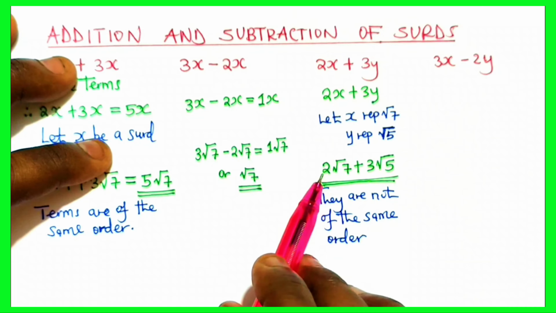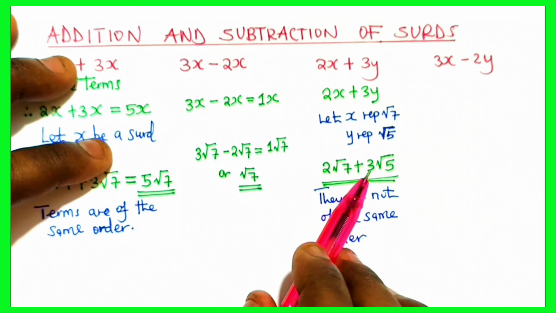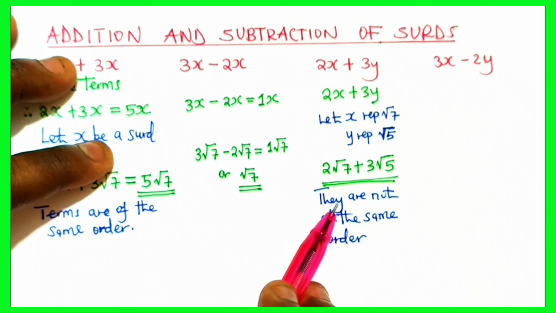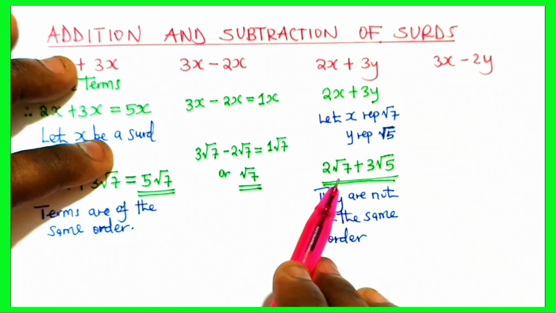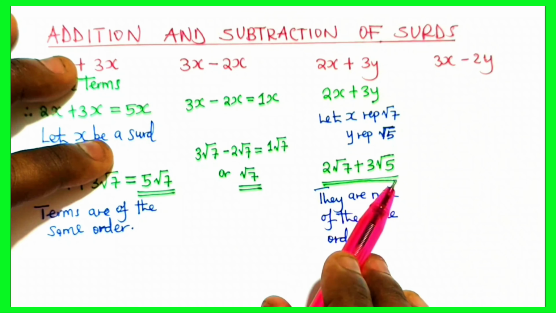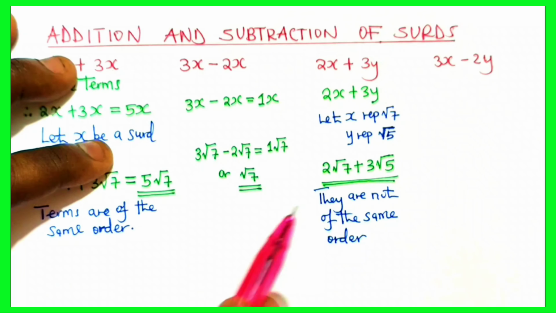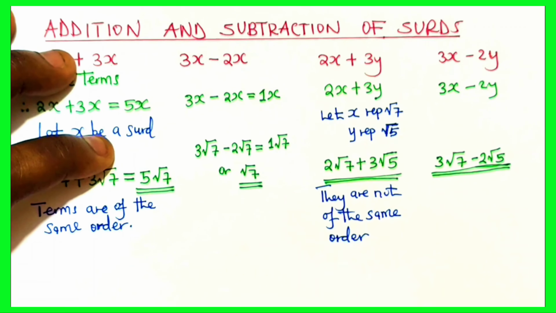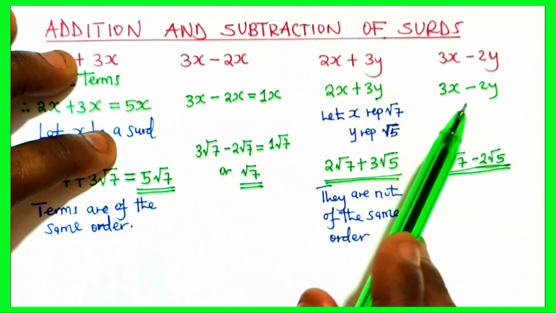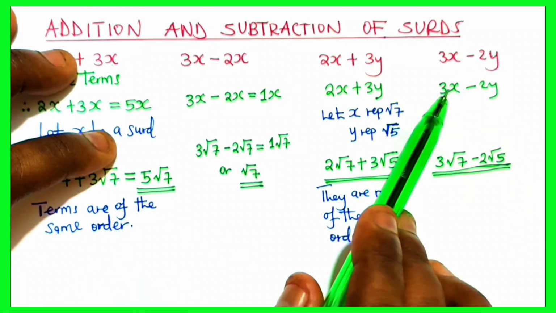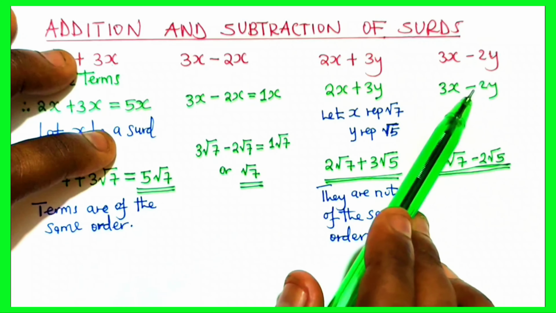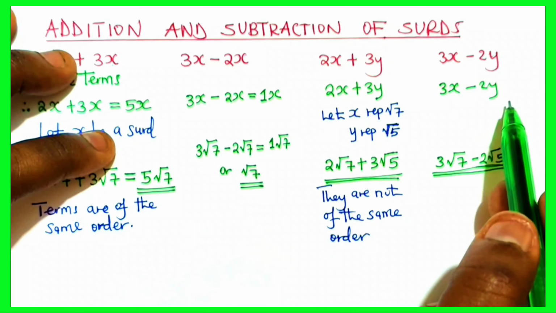The moment you have 2 root 7 to add 3 root 5, you'll be in a position to see that these two terms are not of the same order, and so that expression involving surds will remain the way it is. And also in the last expression, you can see that we are to subtract, but these terms are unlike, so there's nothing we are going to do to it.